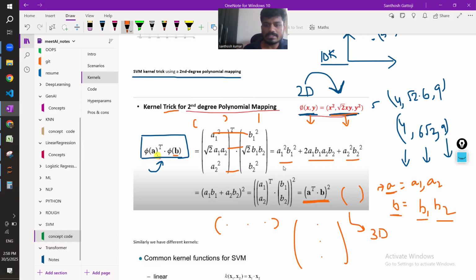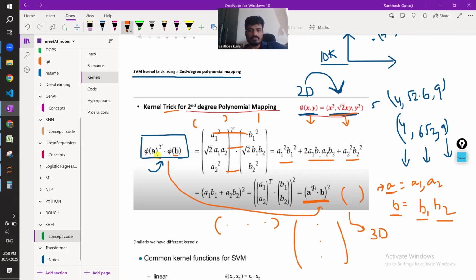It helps us bypass the complex computations which require heavy resources. This is one way, but there are many kernels actually. One type of kernel is this equation, and it is just saying that instead of doing this, I'll directly do this.